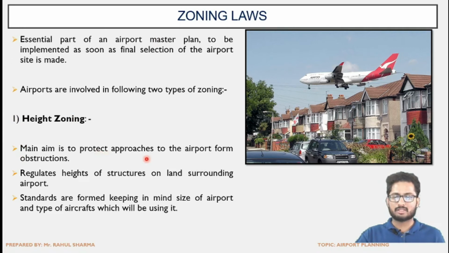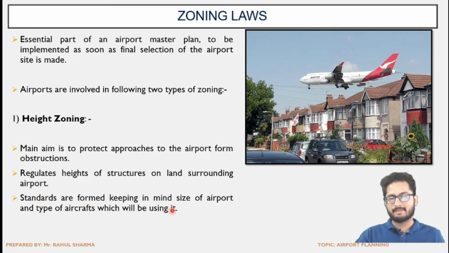Main aim is to protect the approaches to the airport from obstruction. As the word itself is height, along the approaches, along the path, to make sure that there is no structure exceeding the limit or the constraint of a height, so as to cause hindrance during the operation. Regulates the height of structures on land surrounding the airport. So a limit is fixed that the structures surrounding the airport site, in the vicinity, are not supposed to exceed this limit of height.